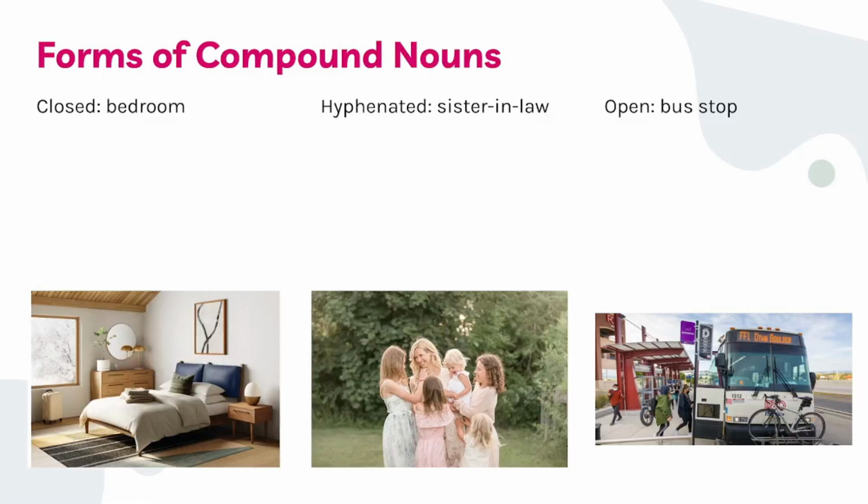Okay. Now, forms of compound nouns are closed, hyphenated, open. So closed is where you join the two words and you use it as one, like bedroom. We have bed and room, but we use it as one, and it makes meaning. Bedroom is a room. Okay. The one hyphenated is sister-in-law. You can use the hyphens, or open, where we separate the two words completely. Bus stop, they're two words, but they make one meaning.